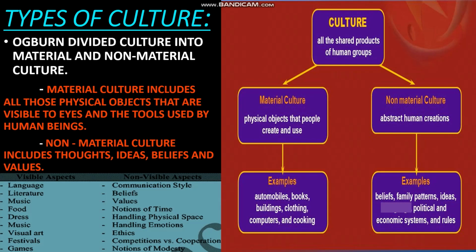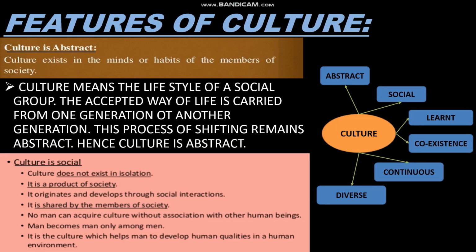Now, do you understand the types of culture, children? Yes. Let's move on to features of culture. There are 6 features we are going to learn under culture. Let's see what those are. First point is culture is abstract. Second, culture is social. Third, culture is learnt. Fourth, culture means coexistence. Fifth, culture is continuous. Sixth, culture is diverse. Now, all these 6 features we'll learn now in detail.